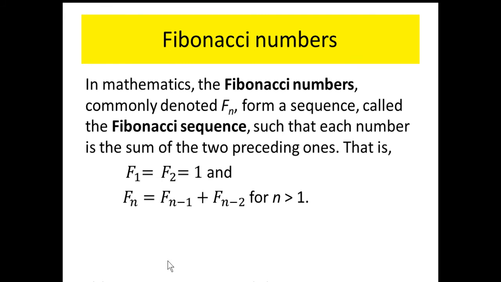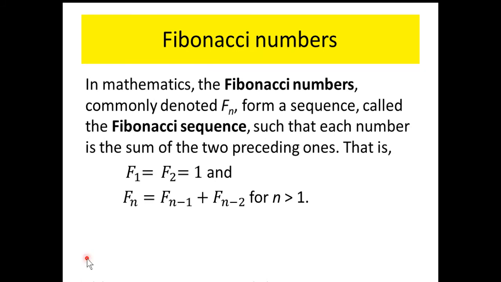Next we have Fibonacci numbers. So what are Fibonacci numbers? These are named after the mathematician Fibonacci. His father's name was Bonacci, so he wrote under that name. In mathematics, the Fibonacci numbers, commonly denoted by Fn, form a sequence called the Fibonacci sequence, such that each number is the sum of the previous two numbers.